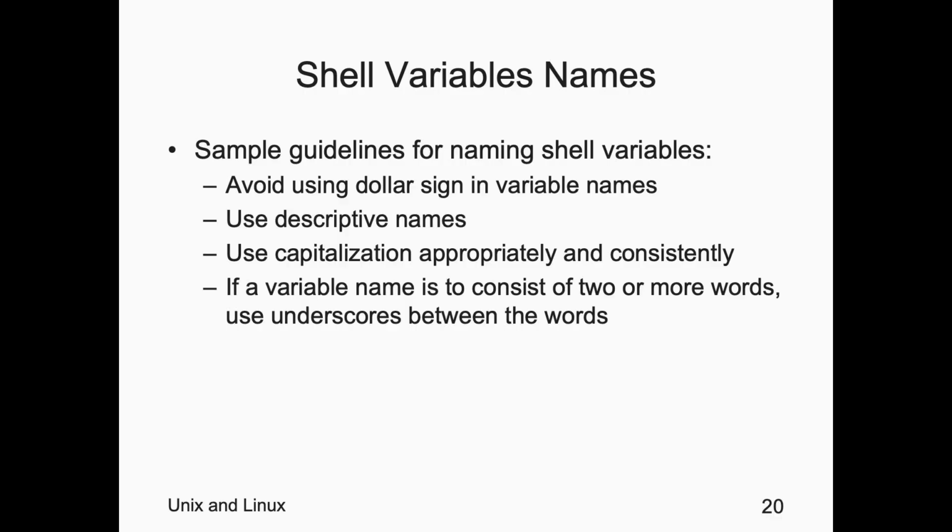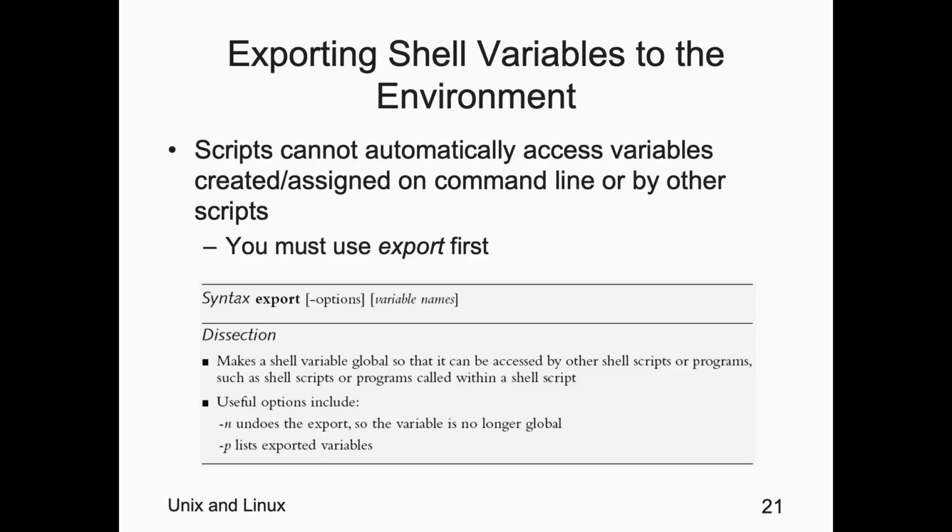Now, just a few sample guidelines for naming shell variables. Firstly, don't put the $ sign in the name. Secondly, you'll want to pick descriptive names. So, for example, if you are creating a variable for a username, you might name it username. It would be a lot harder to go back and see what you meant by that variable if you just named it something general such as X. Also, make sure that you're consistent with your capitalization and use underscores instead of spaces. One final tip is that variables you set inside a script don't automatically exist for other programs. If you want them to be available to child processes, then you need to export them using this export syntax.